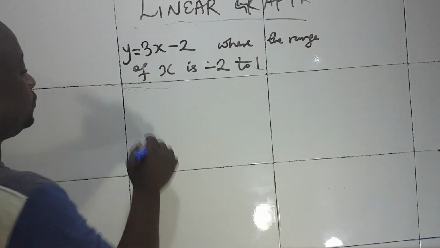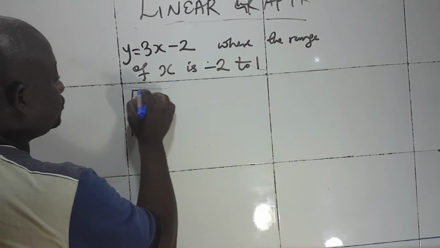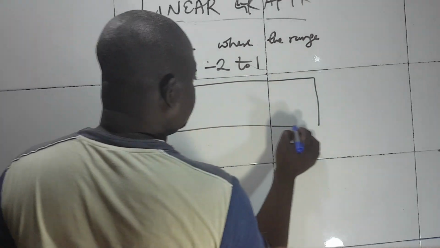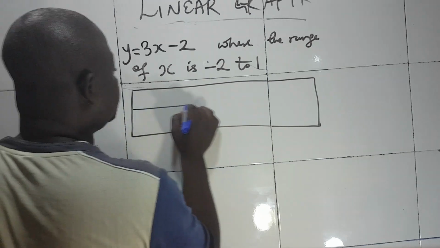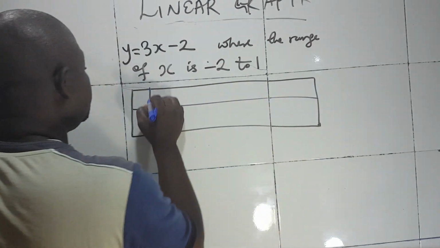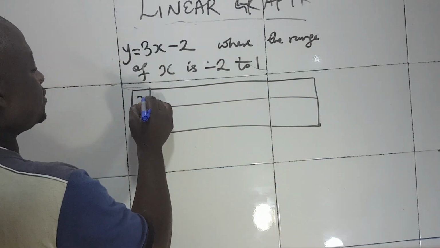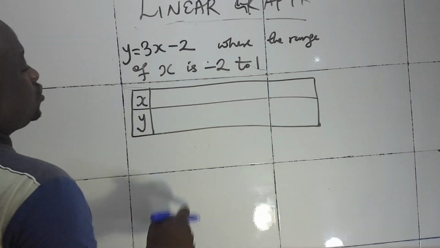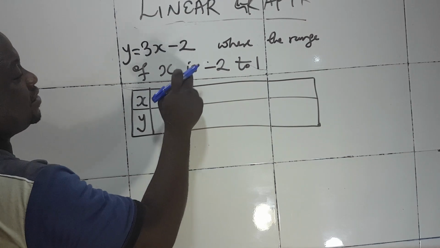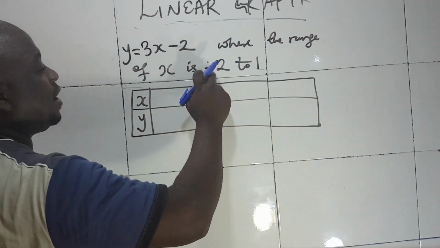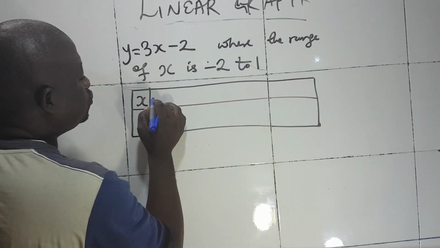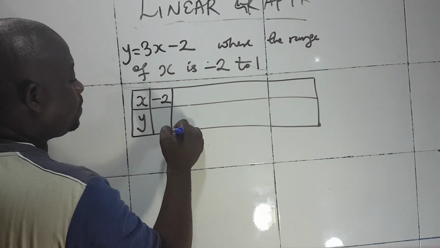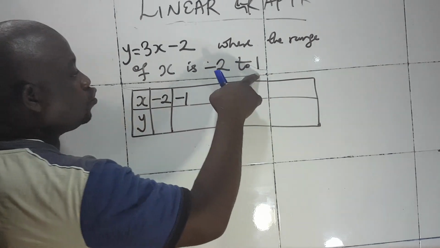See the table I'm going to draw now. This is how to solve questions like this. You draw a table. This is your x and this is your y. What are the values of x given? They say x is ranging from -2 to 1. So you say -2. Next to -2 is -1, because you are going towards the positive integer.